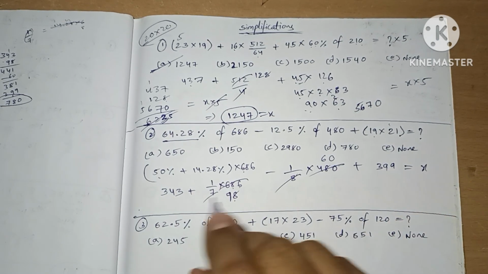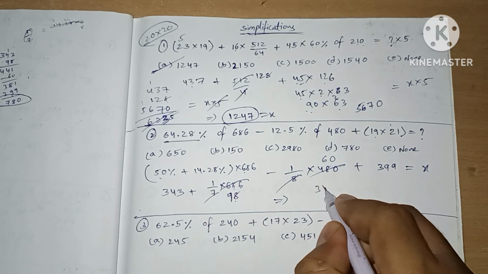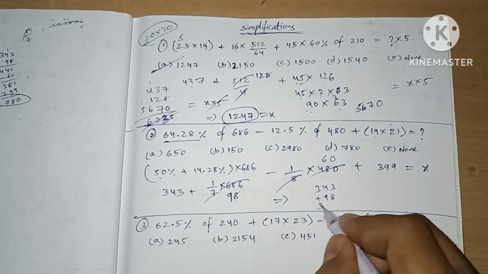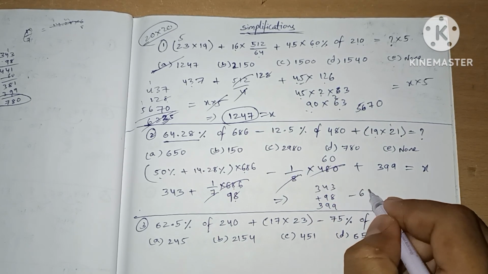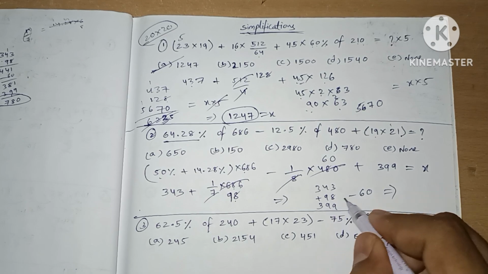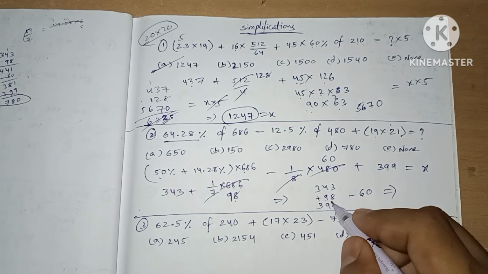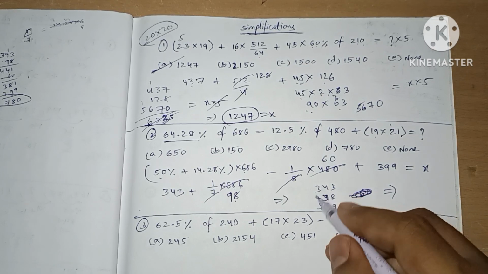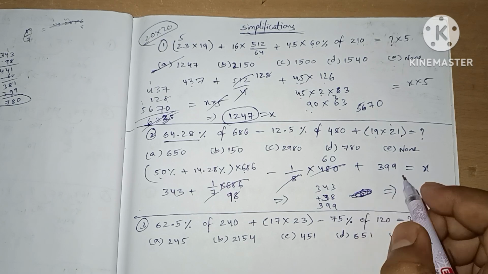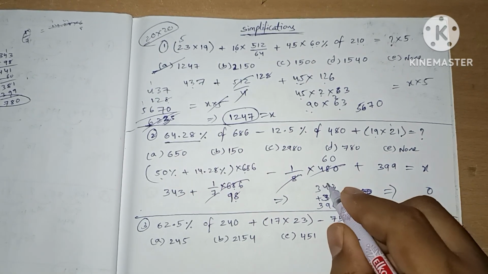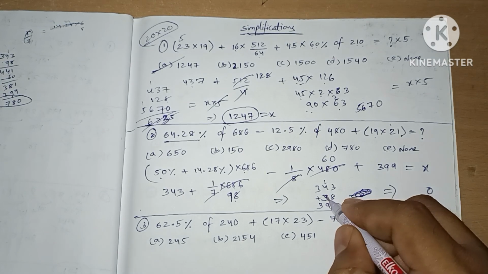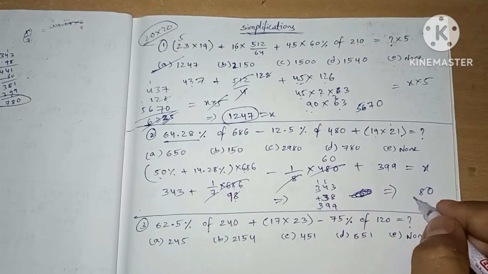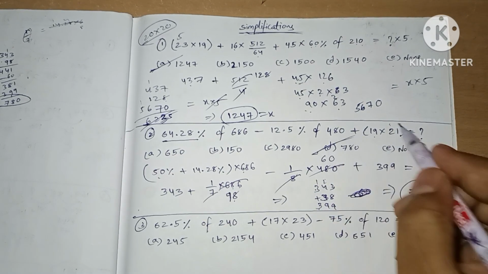So what we have is 343 plus 98 plus 399 minus 60. So minus 60 means we left with 38 here. Now we need to find the sum of all these. 17 plus 3 is 20, 9 plus 3 is 12, 12 plus 6 is 18, 6 plus 1 is 7, 780. 780 is our answer, option D.